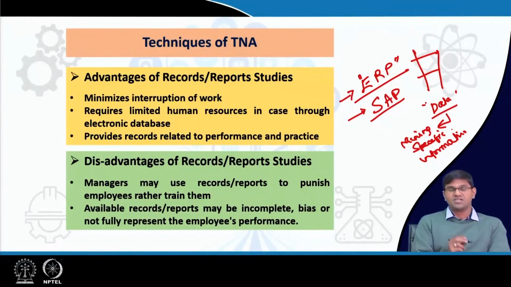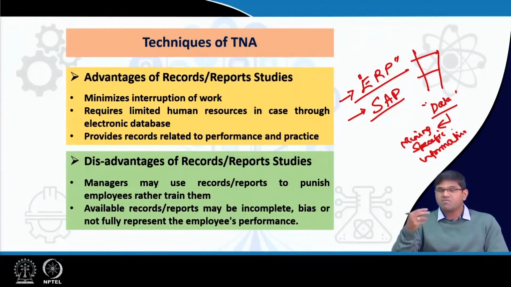What are the disadvantages? Managers may use records and reports to punish employees, because there is specific information with respect to employees. They might use it as a tool to punish them. They identify who are poor performers, and rather than providing training, they give them poor performance ratings, provide no incentives, or even punish them. Instead of facilitating a training, they will punish the employees.